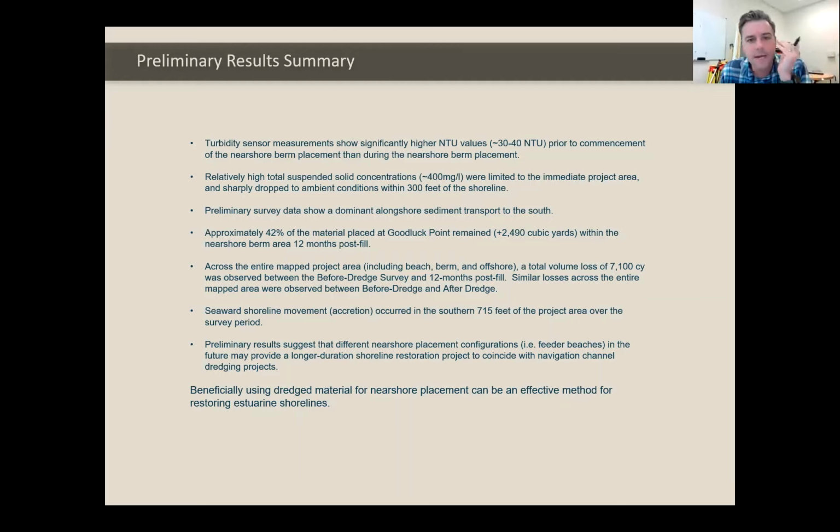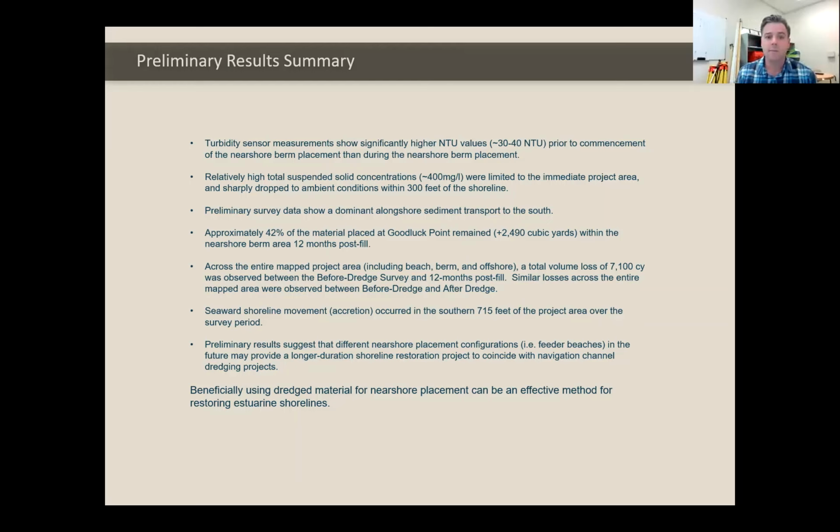The preliminary data show that there's a longshore sediment transport to the south along the beach. And even between the 6 month and the 12 month, about 42% of the material placed in the nearshore has remained. But across the entire mapped project area, there was actually a volume loss over 12 months, about 7,100 cubic yards. We witnessed similar losses between the before dredge and after dredge to the offshore. So no big surprises there over the winter time.